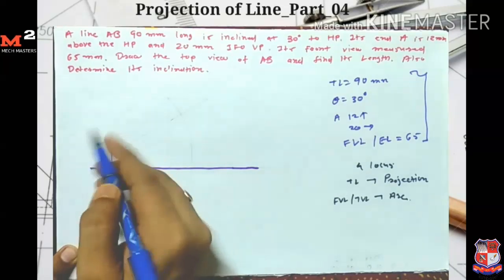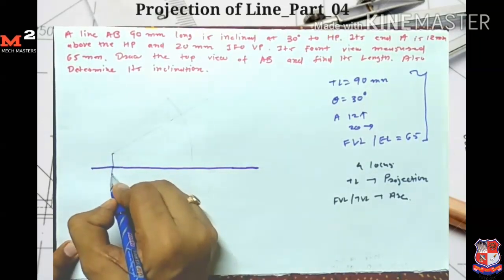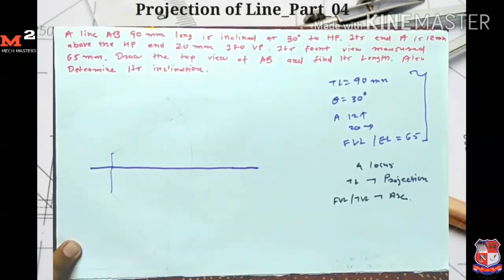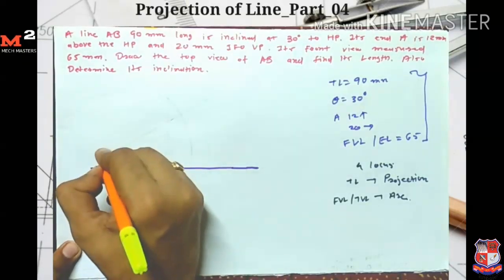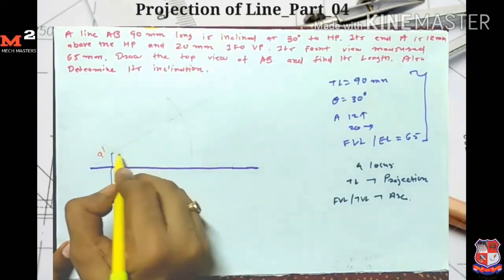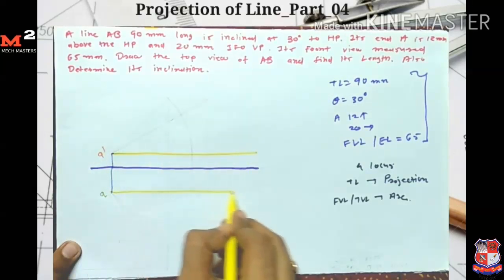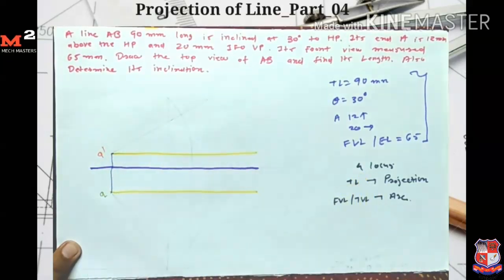Now here I measure 12 mm and 20 mm in front of, so at here 20 mm. So I get my A dash point at here and A point at here. Okay, so first I draw the locus for A dash. This line is locus for A dash and this line is locus for A. Okay, so I get 2 loci.